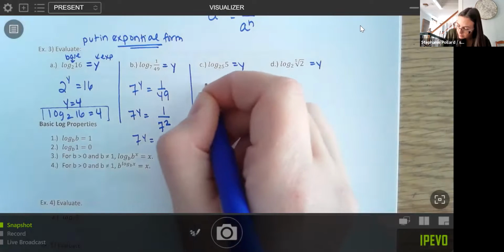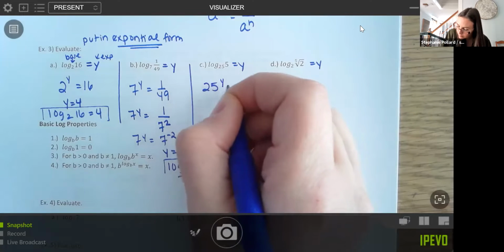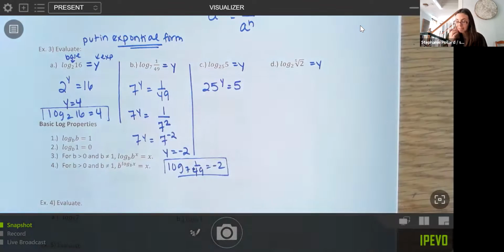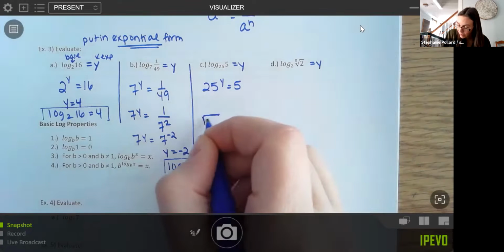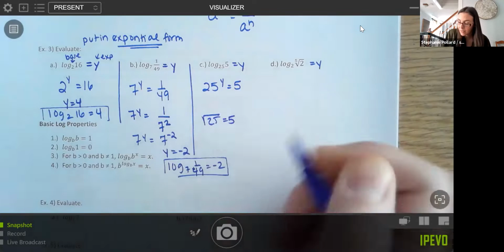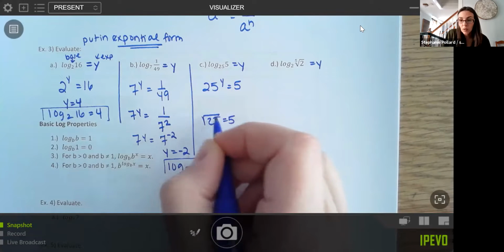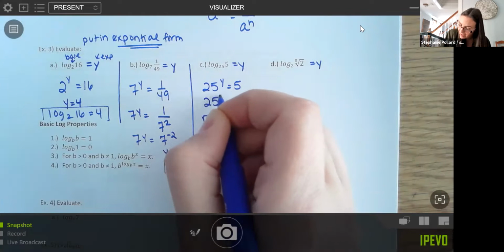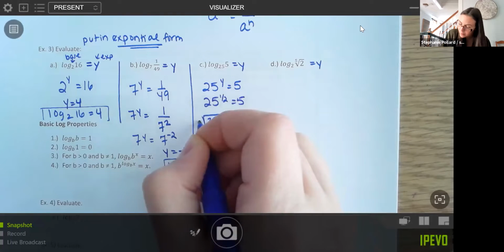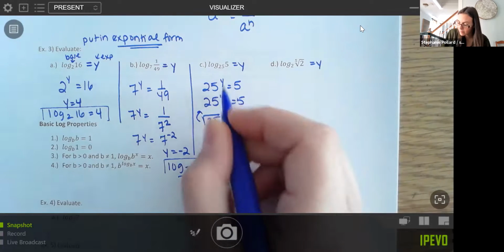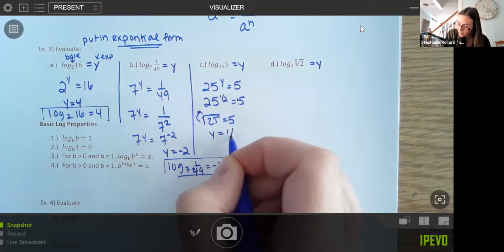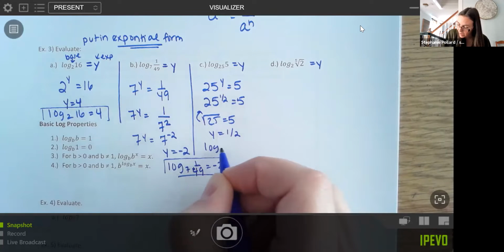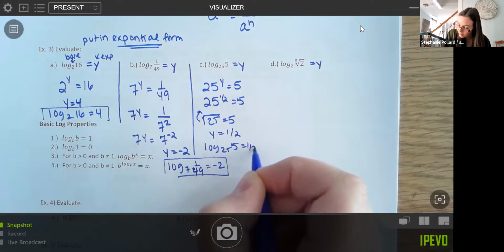Here's my base, here's my exponent. So 25 to the y is equal to 5. Well, think about this. The square root of 25 is equal to 5. And another way for us to write square roots is to use that fractional exponent. So 25 to the 1/2 would be 5. So here my y value is going to be 1/2. So log base 25 of 5 is equal to 1/2.